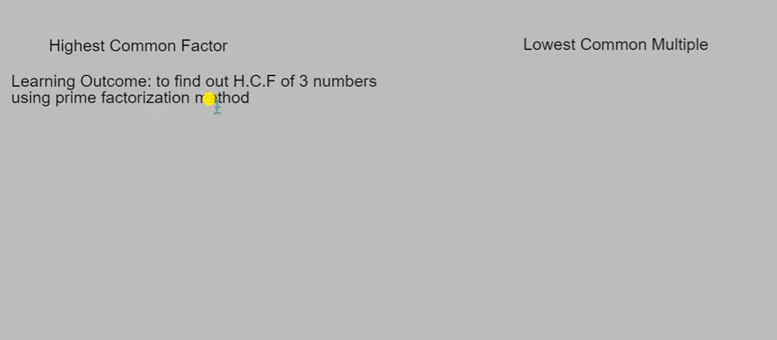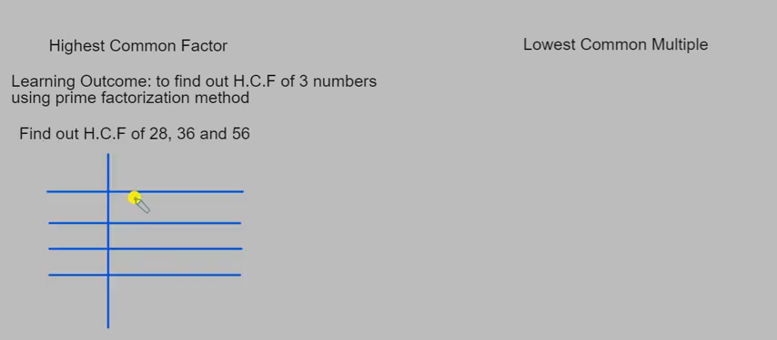We will find out highest common factor, also known as HCF, of three numbers using prime factorization method. Now I will demonstrate a method and I expect you to follow the same format while doing your working to overcome any error. First of all, we will make a table. Here we go. Now write down the numbers over here.